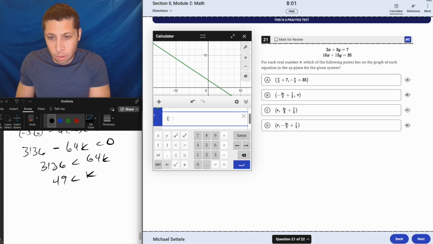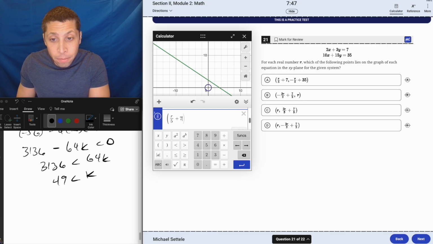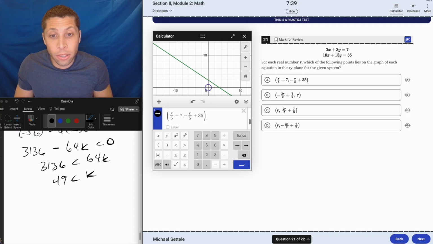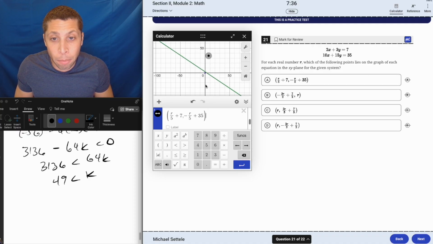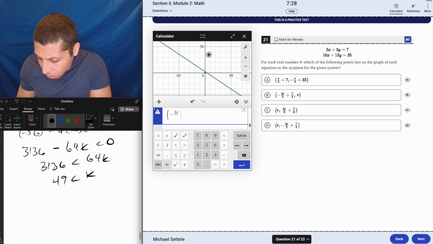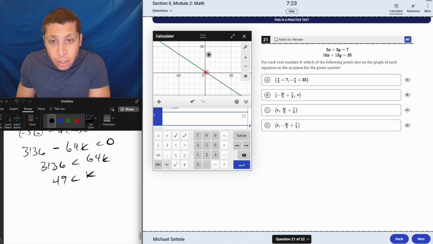Okay, so r equals 1. I don't know why I'm putting parentheses around that. Okay, so r over 5 plus 7, comma, negative r over 5 plus 35. So that's a point somewhere up there. So that's wrong, but I'll just put all the points on. Negative 3r over 2 plus 7 halves, comma r. That's a good looking point.